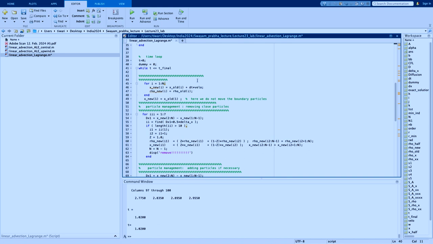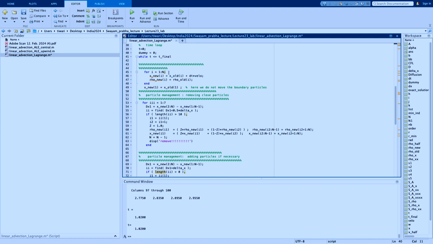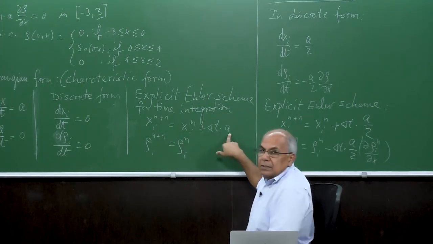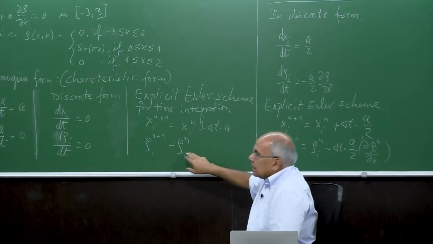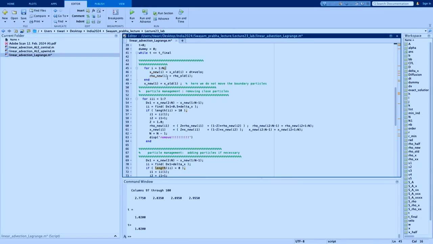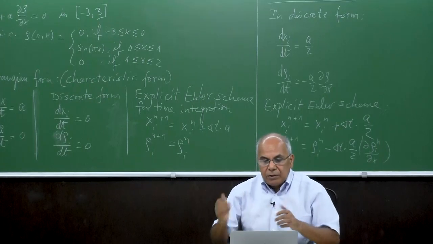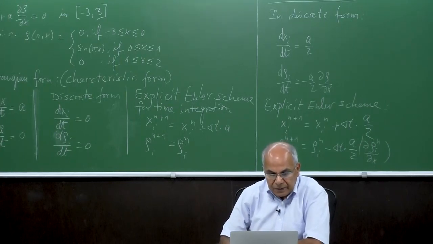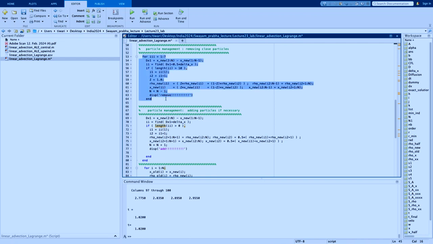So what do I have? First of all, I have to do nothing here. My x new is x old plus delta t times the velocity, and my rho new is just rho old, so there is nothing to do. But once the particles move, if they come very close, I may have to remove some, and if they go very far, I will add some. I mentioned that in the beginning. I will not go into detail, as this is a very technical problem that one can do by oneself. So here, in this part, I do the particle management. I remove the points, and if they are far away from each other, making a hole, I just add points.